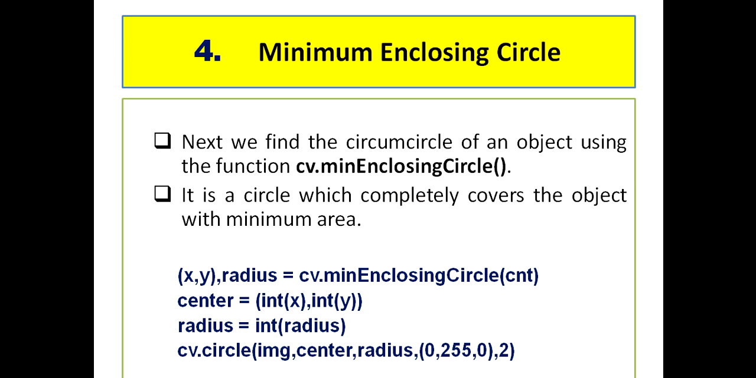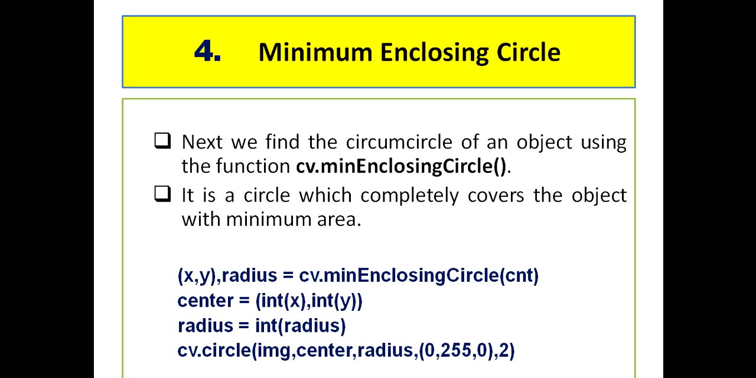Well, so minimum enclosing circle. Here we need to use the function cv.minEnclosingCircle. And what is a minimum enclosing circle? This is a circle which completely covers the object with minimum area. Okay, so this circle will cover our object, and you all know why we are trying to detect or draw the contours, because that is the way by which we can go for object detection. So the minimum enclosing circle is the circle which is going to cover our object with minimum area. So this is very important for us.